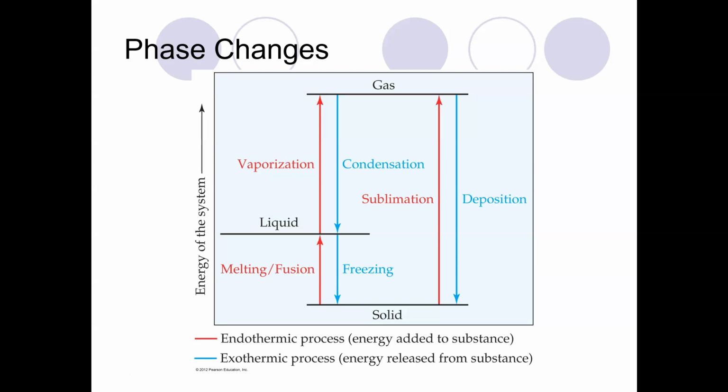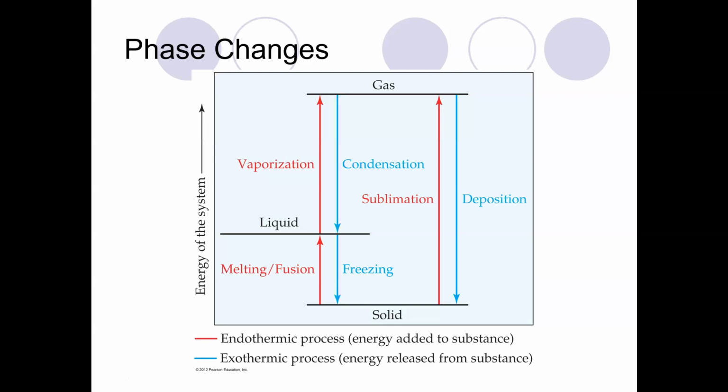So all the arrows that are blue and pointing down are all exothermic processes, and all the arrows that are red and pointing up are endothermic processes. If they're red and they're pointing up, that means they have to absorb heat, which means you got to warm them up. If they're blue and they're pointing down, that means they need to release heat. They've got to cool down to do whatever process is happening. So heat is an important part of phase changes. If you want something to change its state of matter, you have to add or remove heat.